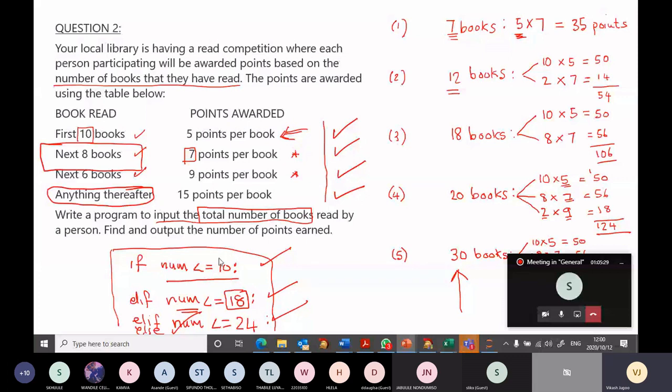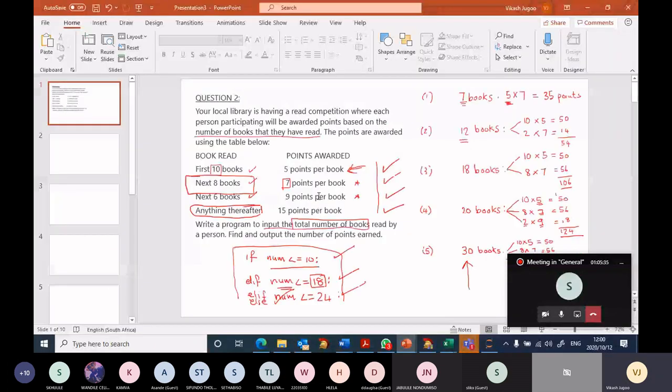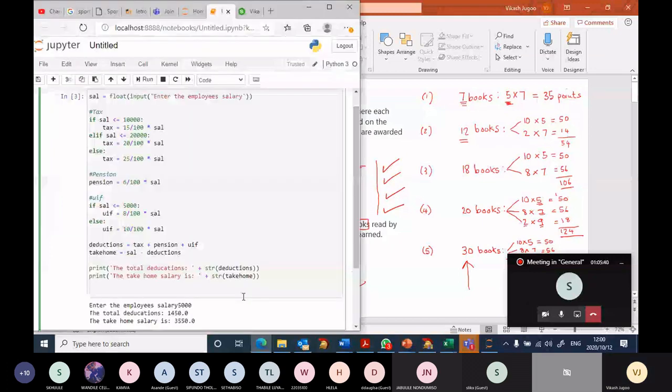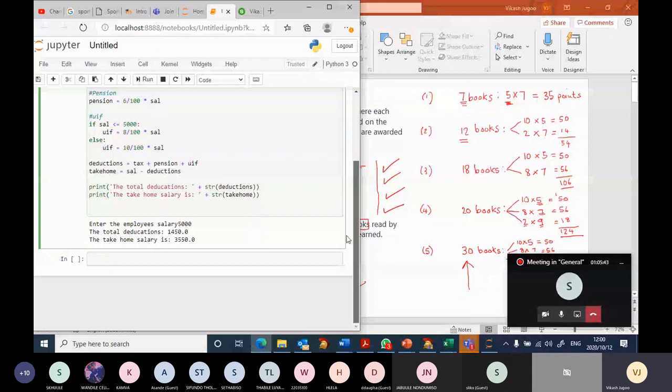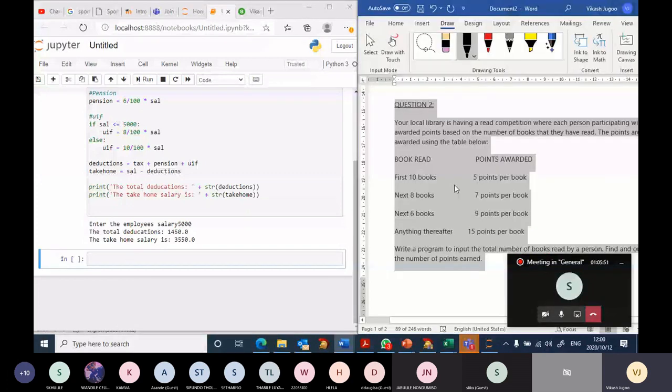So guys, let's attempt to write the solution for this. I'm going to go to my Java. And I'm going to be writing in this new cell. I'm finished with question 1. I'm going to write in the new cell. And there is the question here to remind me what I need to do.